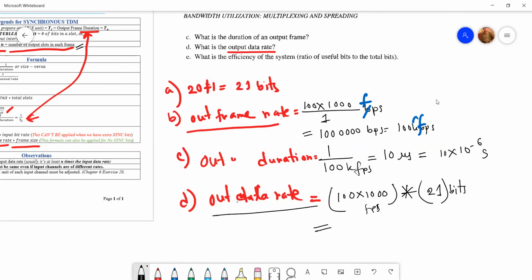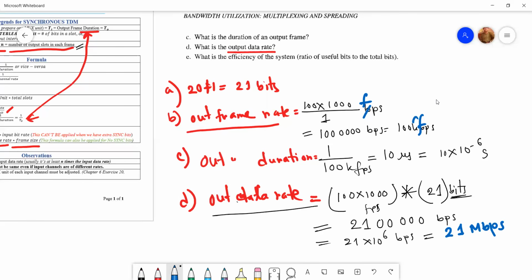So that will be 21 into 100,000, which is 21 into 10 to the power 5. This is also in bps because we are calculating bits. Now we are going to turn them into bps, 10 to the power 6, so basically we can also shorten this. So this is your 21 Mbps.